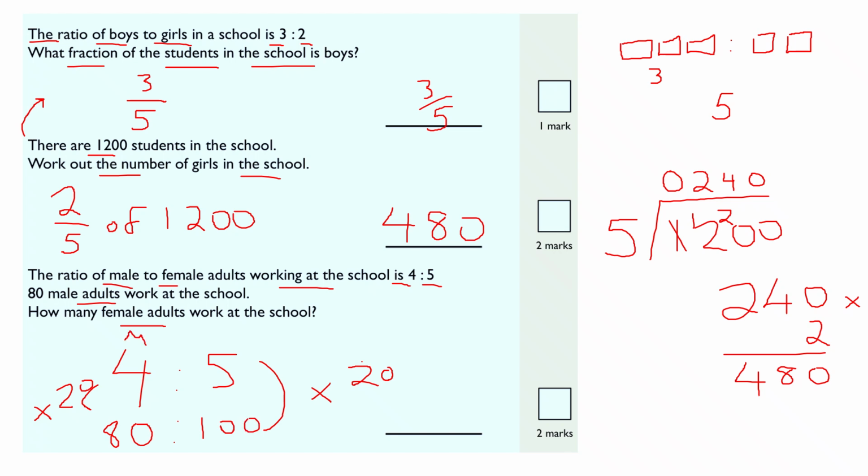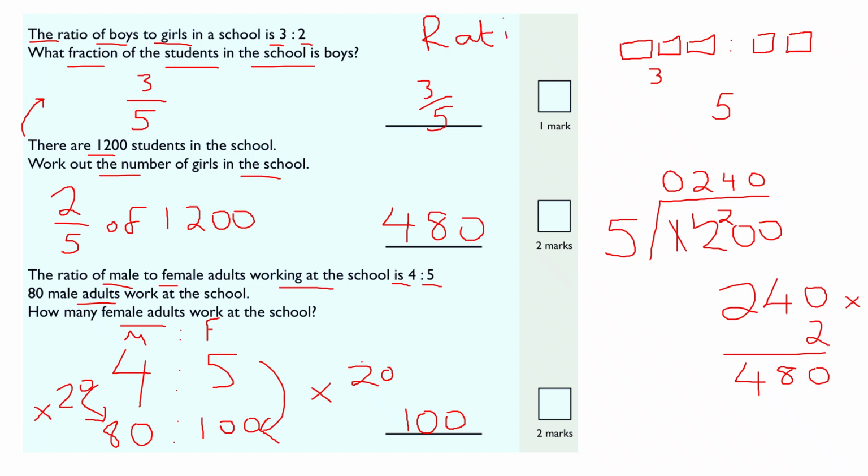Male to female is 4 to 5, or 4 parts to 5 parts. That means that 100 female adults work at the school, because you're scaling a ratio. So to go from 4 to 80, we multiply by 20 and we times the other side of my ratio by 20. 5 times 20 is 100, and that is looking at ratio and proportion, but particularly ratio parts.